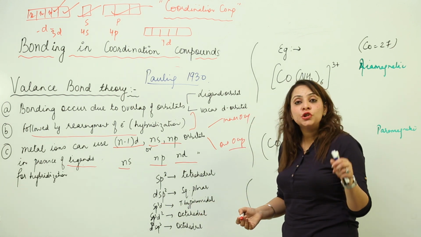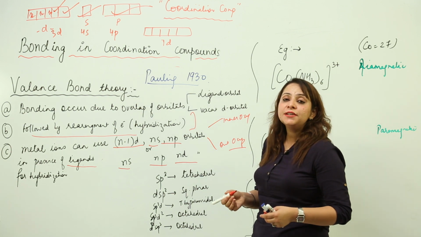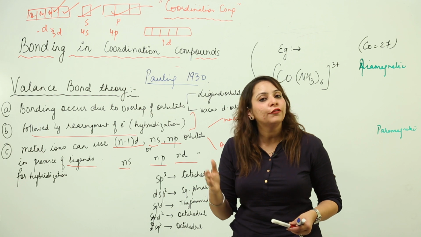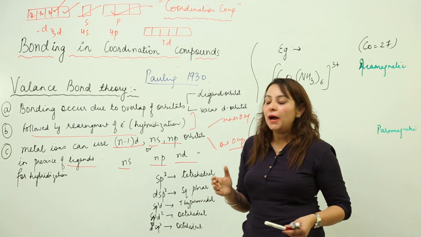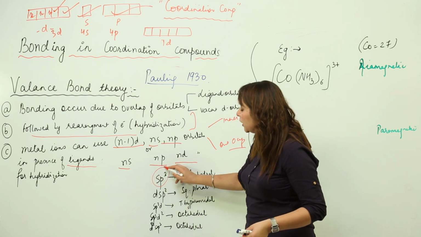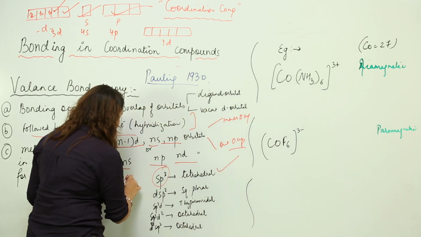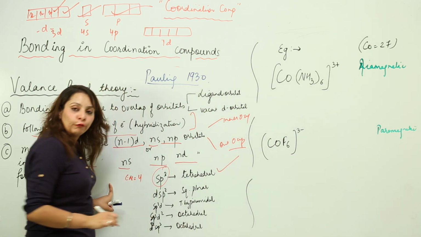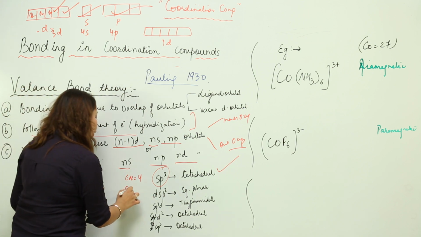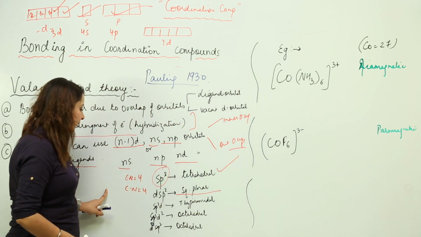Now, as far as the shapes are concerned, as we did in Werner's theory also, the secondary valency, that is the ligands, actually decides the shape of the coordination compound. So if there is a participation of 1s and 3p, that is sp3, then the shape is obviously going to be tetrahedral when the coordination number is 4. And if it is making use of inner d orbital and the coordination number is still 4, then the shape is going to be square planar.